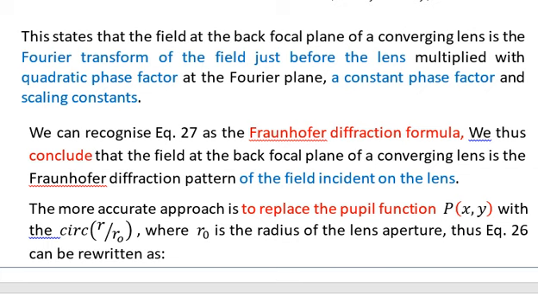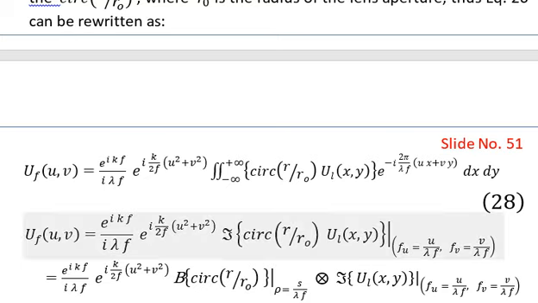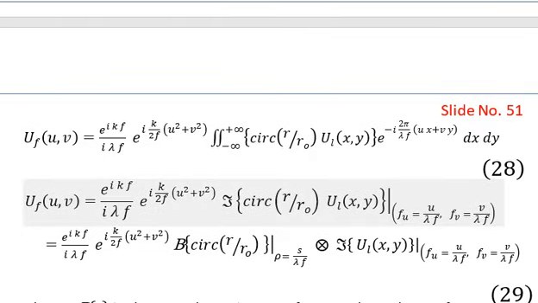The more accurate approach is to replace the pupil function p of x,y, which we have set equal to 1 in equation number 27, with the circ function, circ of r over r naught, that is the circular function of radius r naught, where r naught is the radius of the lens aperture. Thus equation number 26 can be rewritten as follows. So we have written equation number 26, but here we have incorporated the circ function, circ of r over r naught, as in equation number 28.